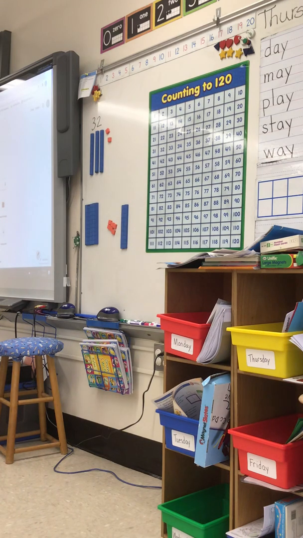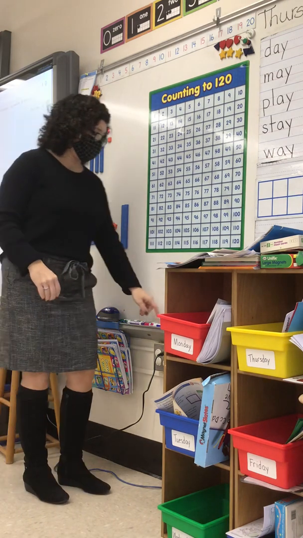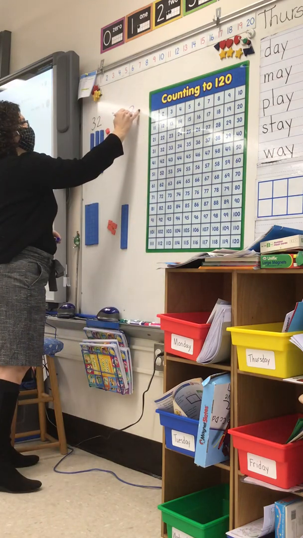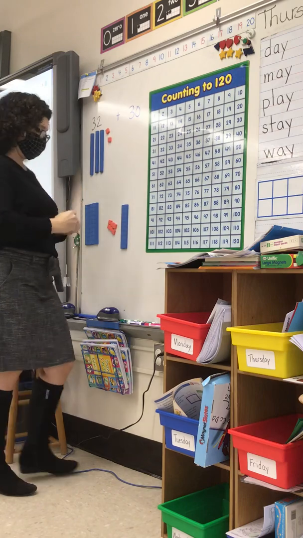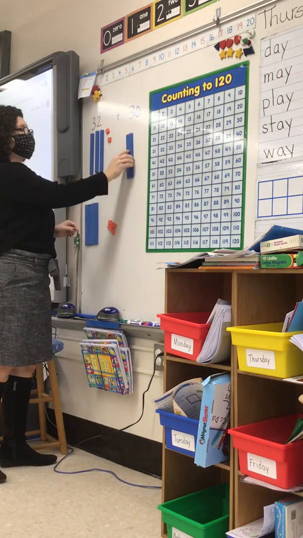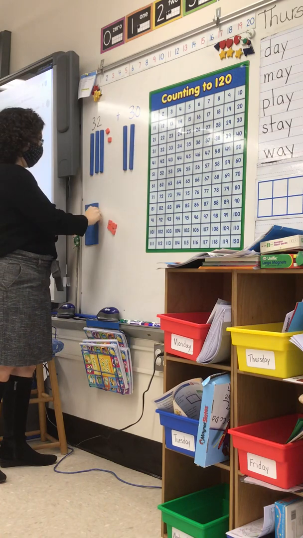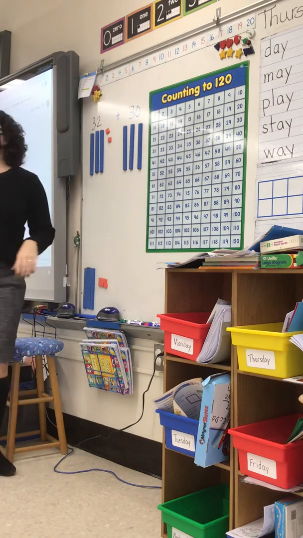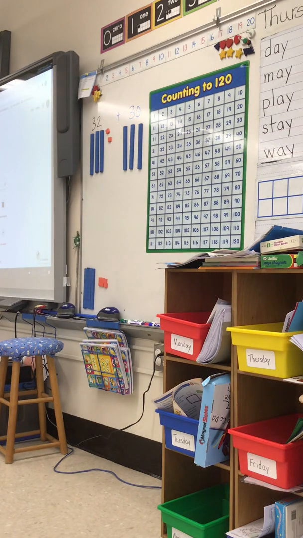Now, the second part is going to be to add 30. So we're going to put 30 more up there. Well, when I make 30, I only need my tens. 10, 20, 30. Right? So show me on your desk. 10 more. 10, 20, 30.